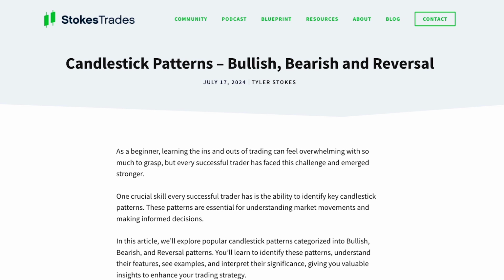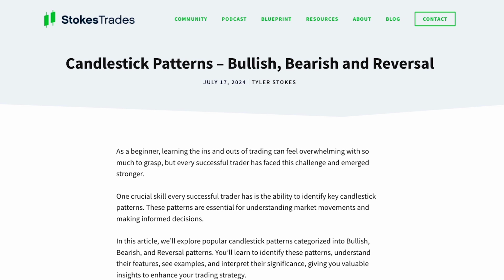So as a beginner, learning all the ins and outs of trading, I know that it can feel overwhelming to grasp everything and to study all the information that you need to learn. But just know that every successful trader has faced this challenge and they have emerged stronger. And one crucial skill that every successful trader has is the ability to identify these key candlestick patterns. So that's what we're going to do in this video.